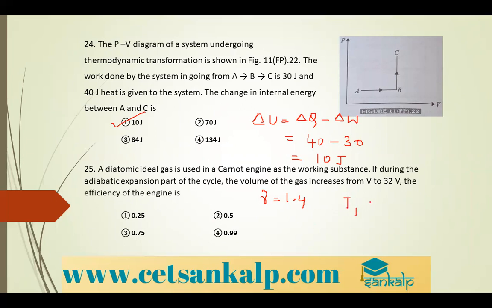T1 V1 to the power gamma minus 1 is equal to T2 V2 to the power gamma minus 1. So T2 by T1 is equal to V1 by V2 to the power gamma minus 1.